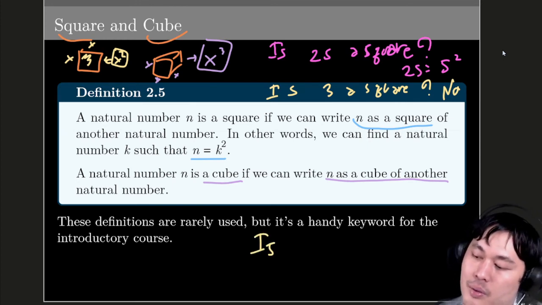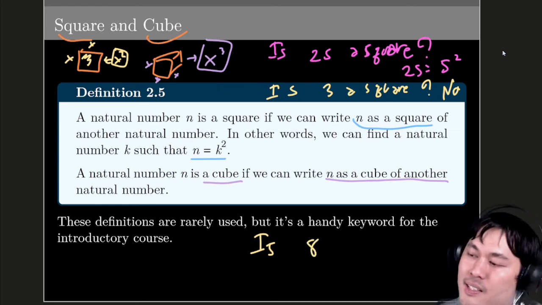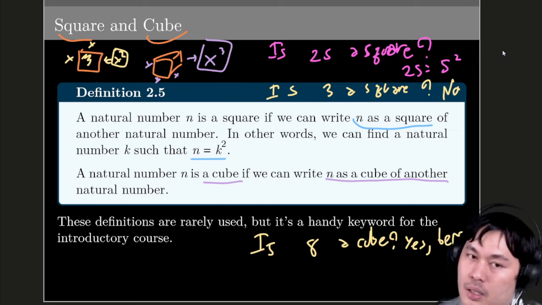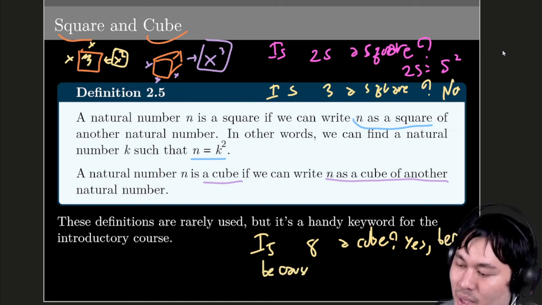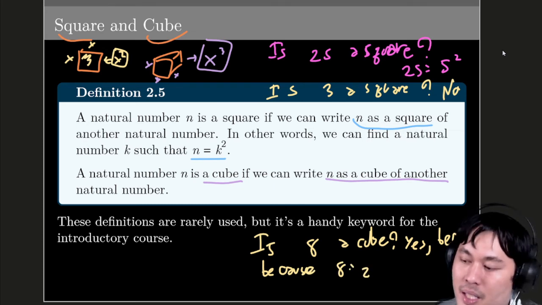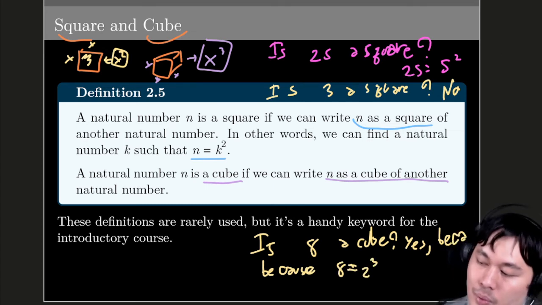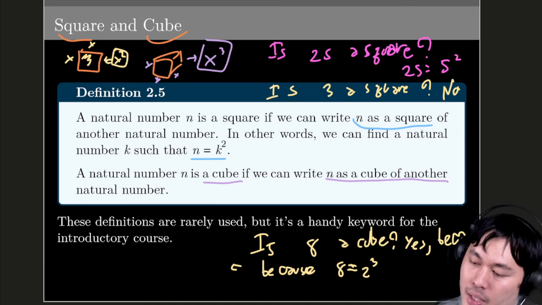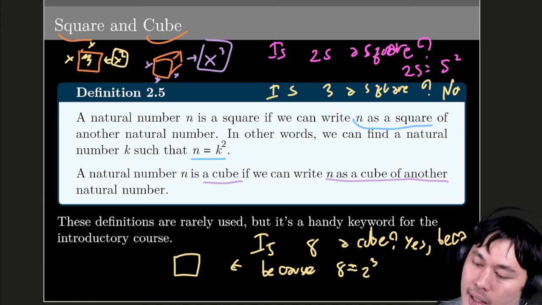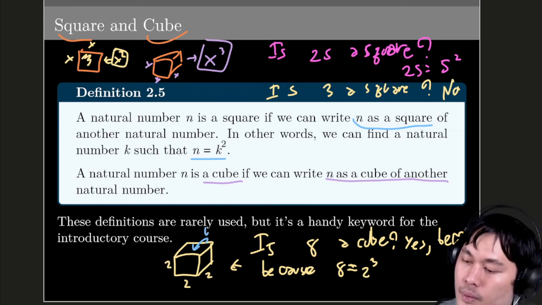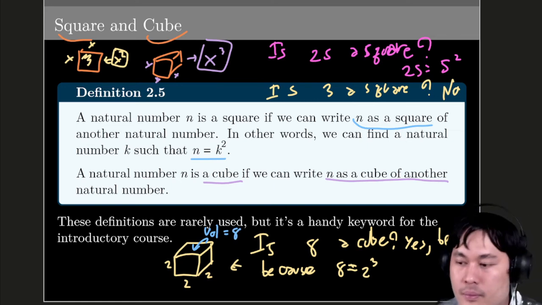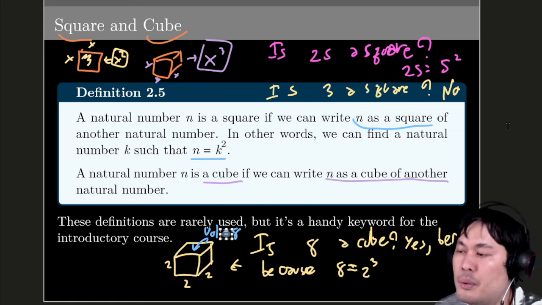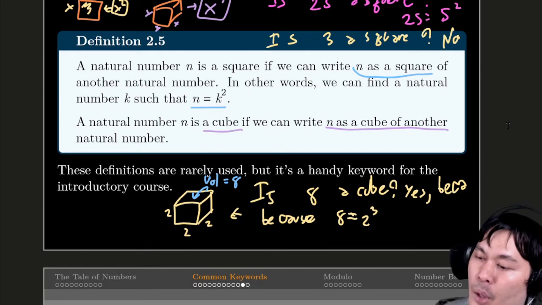If I ask you, is 8 a cube? Then yes, because you can write 8 as something else to the third power, something else cubed. Or in other words, you can make a cube of value 8. Each side has length 2. The value is 8. So 8 is a cube of something else. So that's that.